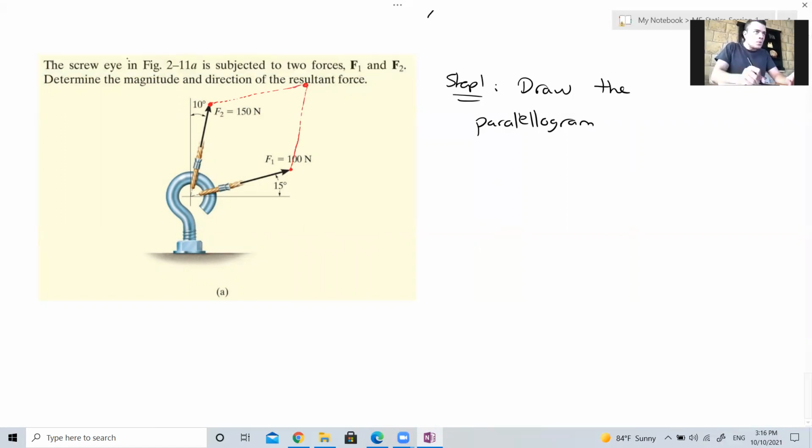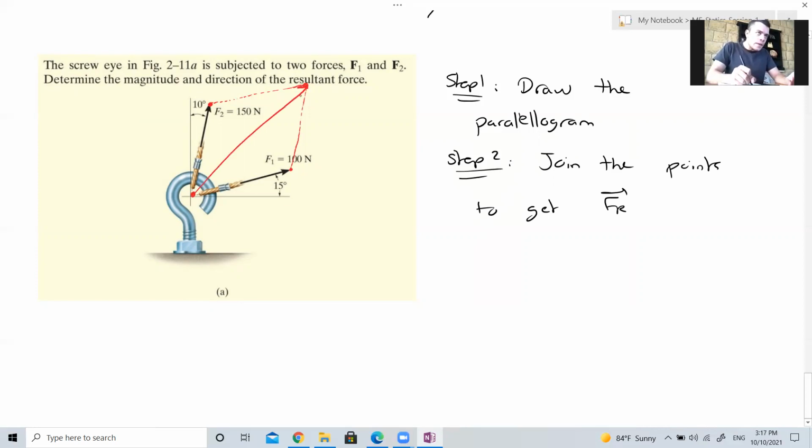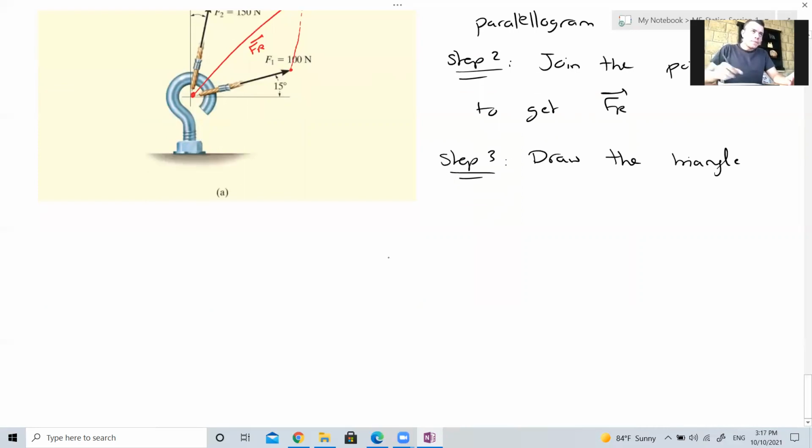What is step 2? Join the points to get FR. Which point? FR, this point? Yeah, and the opposite of it. This is going to be FR. Step 3, what do we do? We draw the triangle. The triangle, yes.